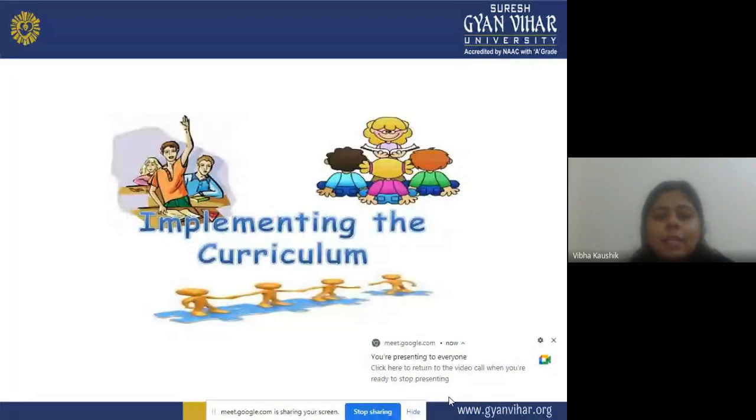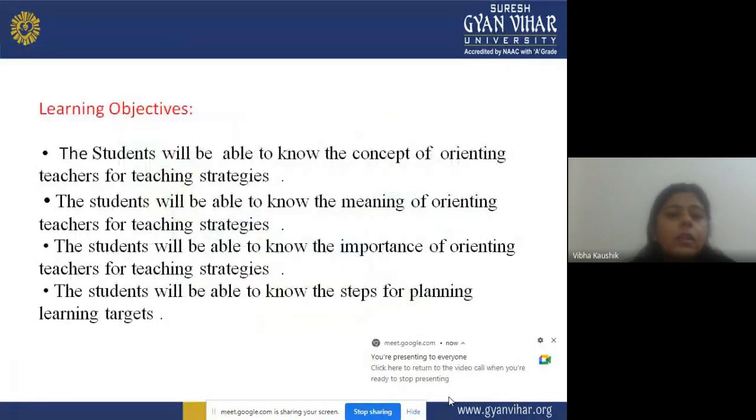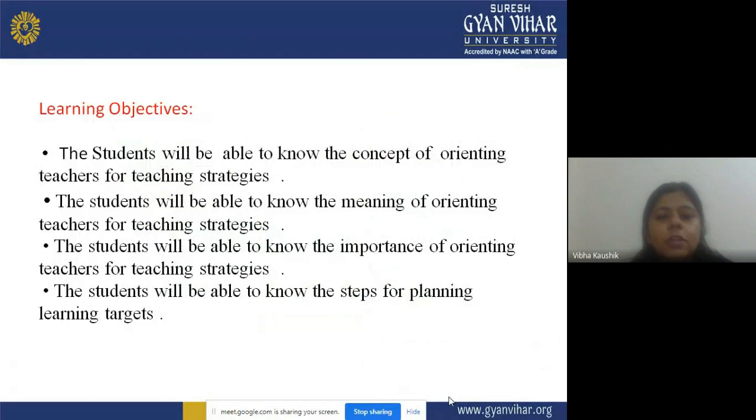Now, implementing the curriculum. The learning objectives of today's topic are: the student will be able to know the concept of orienting teachers for teaching strategies; second, the student will be able to know the meaning of orienting teachers for teaching strategies; third, the student will be able to know the importance of orienting teachers for teaching strategies; fourth, the student will be able to know the steps for planning learning targets.